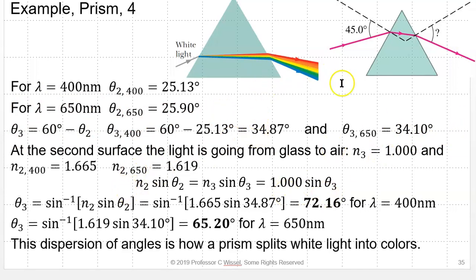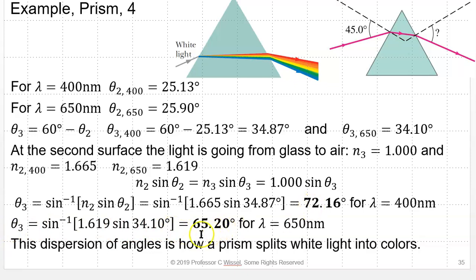Now, at the second surface, the light is going from glass to air. So N3 is 1, N2 at 400 is 1.665, and N2 at 650 is 1.619. We have N2 sine theta 2 equals N3 sine theta 3, and of course N3 is 1, so that really simplifies things. Theta 3 is now the inverse sine of N2 sine theta 2. For the 400 nanometers, we plug in its N2 and its angle, being careful with this, and it ends up at 72.16 degrees. Similarly, we do the same thing for the 650 nanometer light, and we wind up at 65.20.